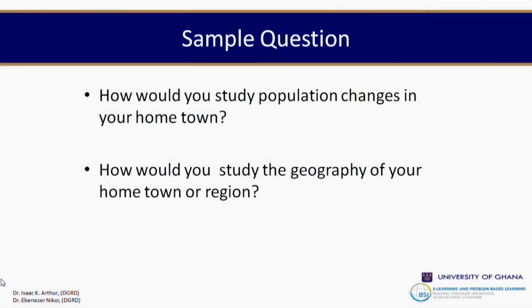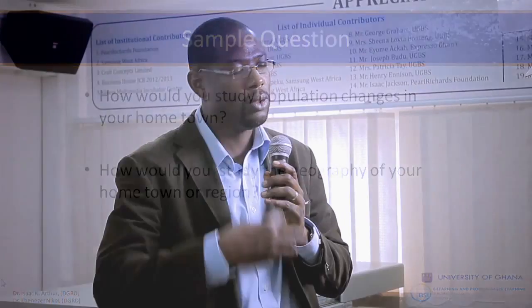Yeah. So having listened to this lecture so far, the questions that we can pose to ourselves are: how would you study population changes in your hometown? Which approach are you going to use? A systematic approach, or a regional approach to study the population changes? And the second one is, how would you study the geography of your hometown or region? You need to think through what you've listened to in this session so far, and then use that to address these questions.